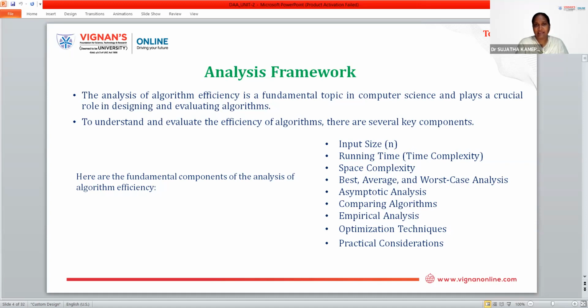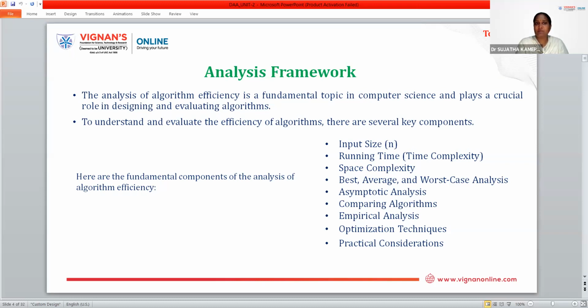Generally, we represent the time complexities as big O of 1 for constant time, big O of log n for logarithmic time, big O of n, which is called linear time, big O of n log n, which is also a logarithmic time, big O of n square, which is nothing but a quadratic representation of time. Like that, we can represent the time complexity using big O notation.